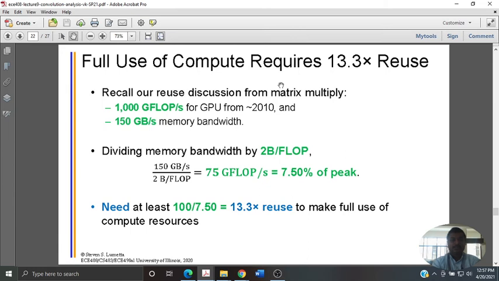So full use of compute requires 13.3x reuse. Again, from which slide he has shared it, I don't know, but these are the computations you want to perform, and without operands you cannot compute. So 75 gigaflops of operations, or 7.50% of the peak. Whenever you have this, then you can say that reuse makes full use of compute resources. So if you are reusing that, you can enhance the performance by 13.3%. So either you compute this first, or you have the ratios.